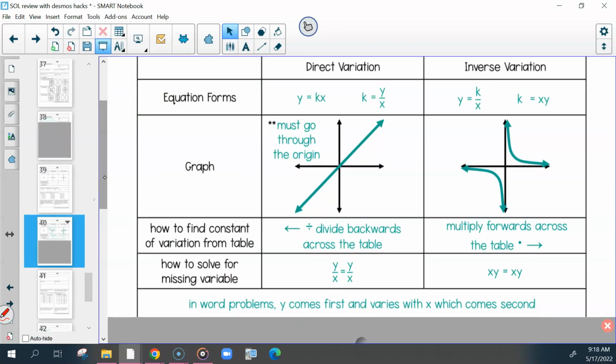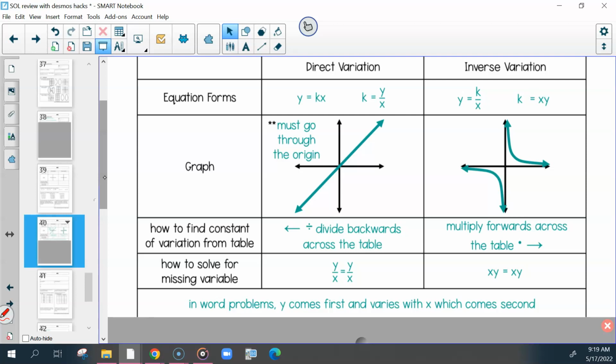Variation, something we just talked about. For direct, the equation forms y equals kx and k equals y over x. I'm going to read the entire direct and then go on to inverse. For the graph, it must go through the origin, it must be a line. To find a constant of variation from the table, you're going to divide. It says divide backwards, but really you're dividing y by x. And then how to solve for a missing variable, really we're dividing y over x and putting in the value we found.